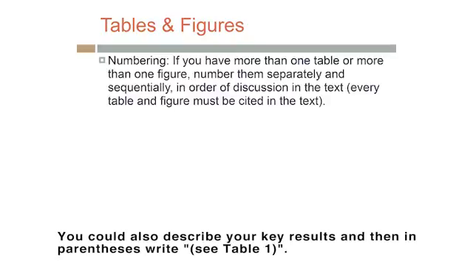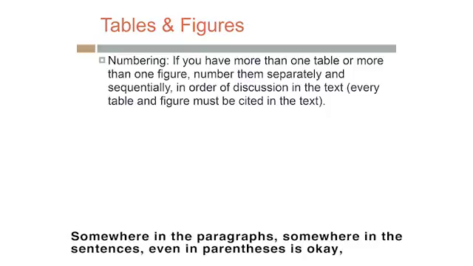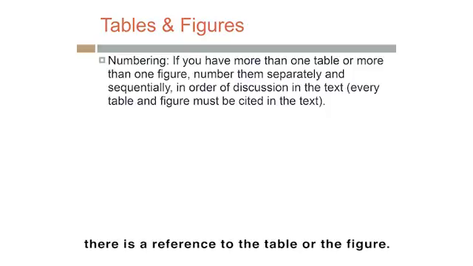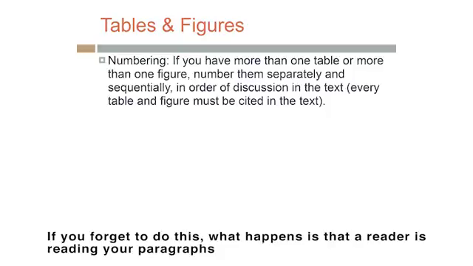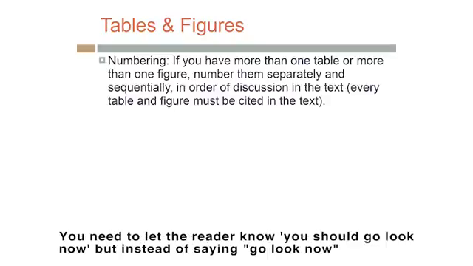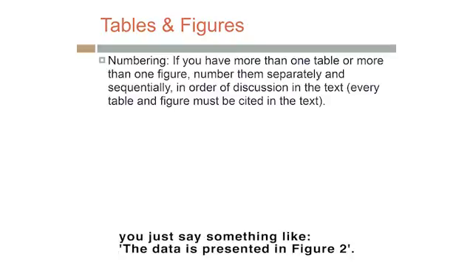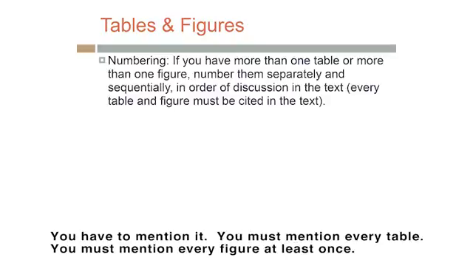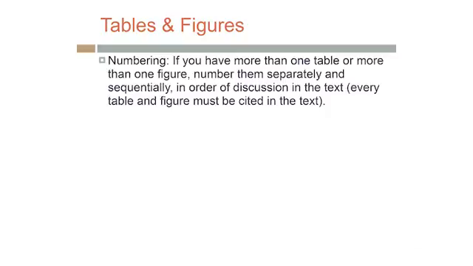You could also describe your key results and then in parentheses say, see table 1. So again, somewhere in the paragraphs, somewhere in the sentences, even in parentheses is okay, there's a reference to the table or the figure. If you forget to do this, what happens is a reader is reading your paragraphs and they literally skip over your tables and figures, turn the page and forget that they're there. You need to let the reader know you should go look now. But instead of saying go look now, you just say, the data is presented in figure 2. So you have to mention it though. You must mention every table, you must mention every figure at least once.